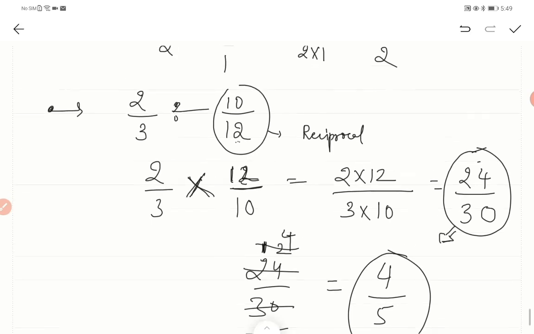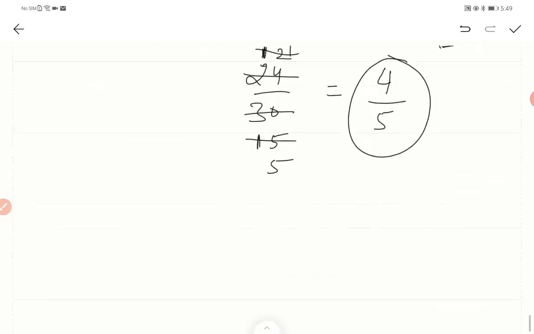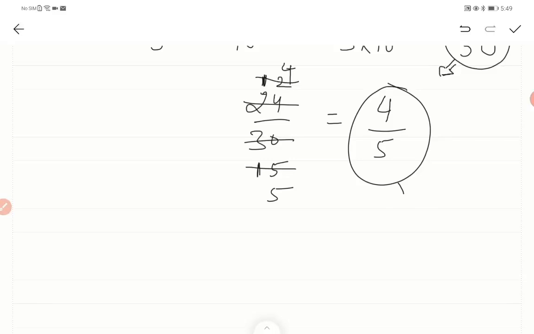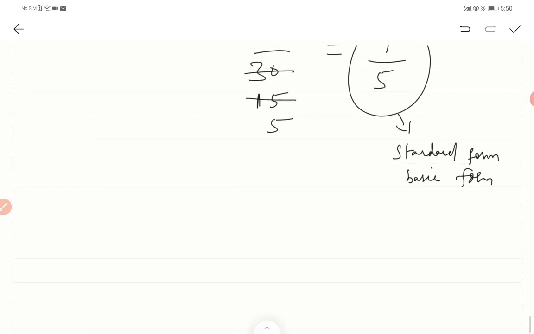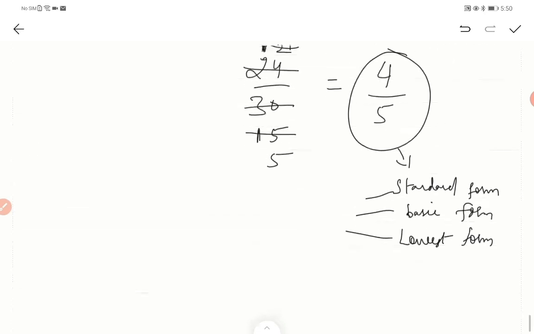Alright, so remember, you need to keep your answer in standard form. Standard form is also called basic form, or this is also called lowest form. All three are the same. So every time you do any simplification, addition, subtraction, multiplication or division, for all the fractions you need to put them in the standard form.